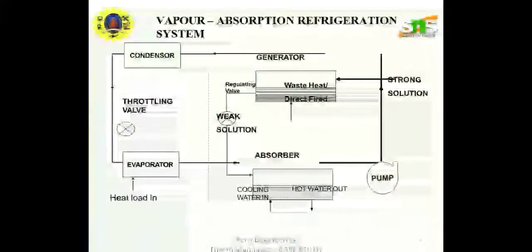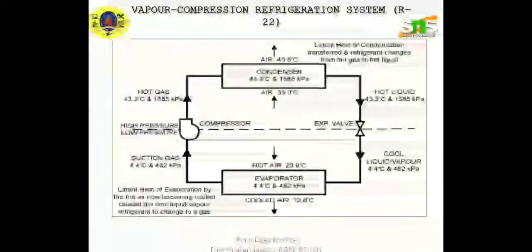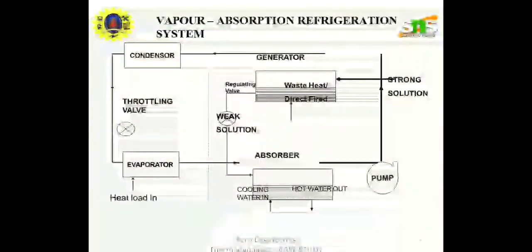In the vapor absorption refrigeration system, there will be a condenser, generator, evaporator, and an absorber used here. This is the difference between the vapor absorption and vapor compression refrigeration systems. Energy accounts for a significant share of our manufacturing cost. The water heater will be used for steam formation.